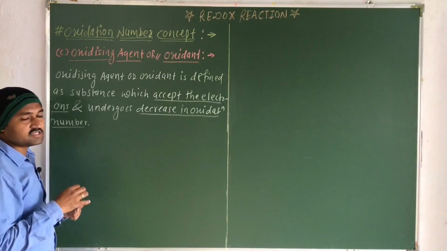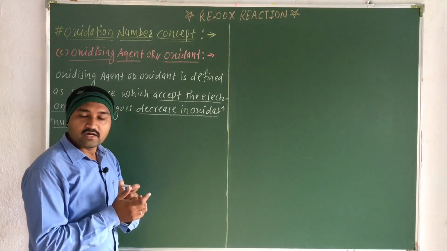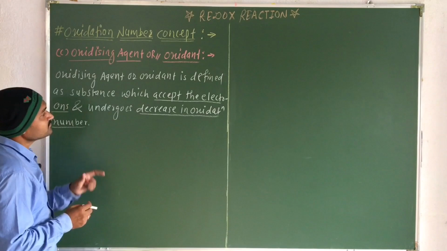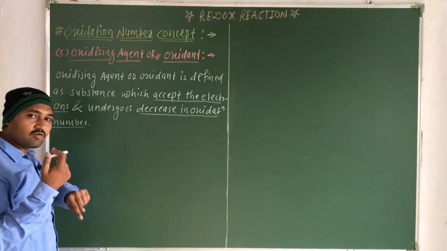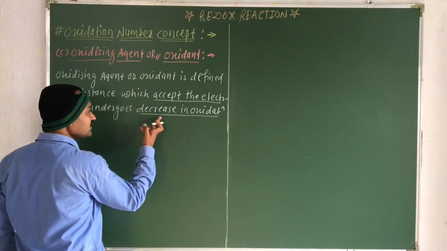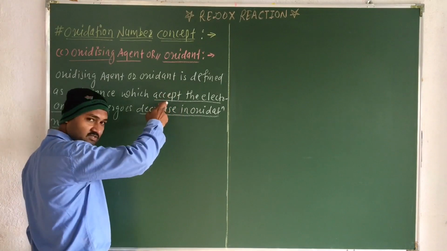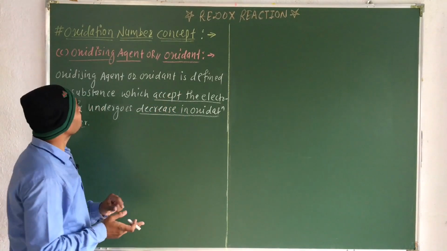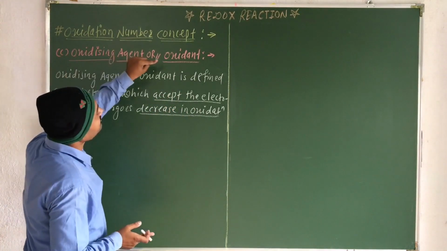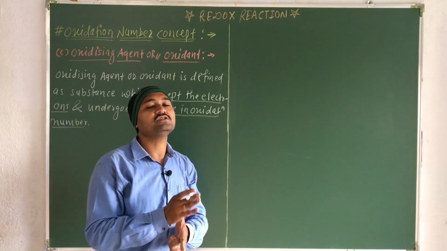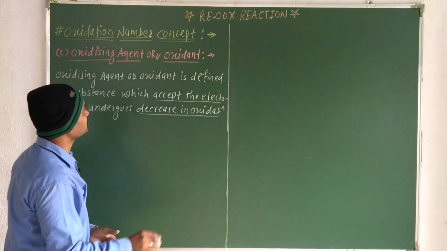Now recall your oxidation reaction. We know that we have defined oxidation as an increase in oxidation number by loss of electron. Here it is decrease in oxidation number by acceptance of the electron. So remember students, oxidizing agent or oxidant is the exact opposite definition to your oxidation process.